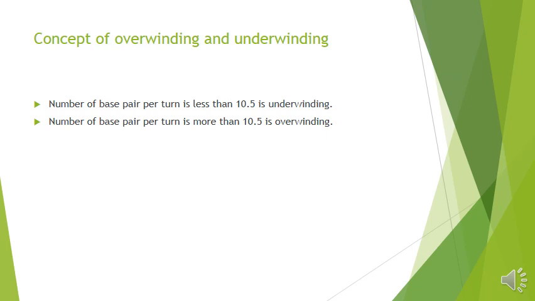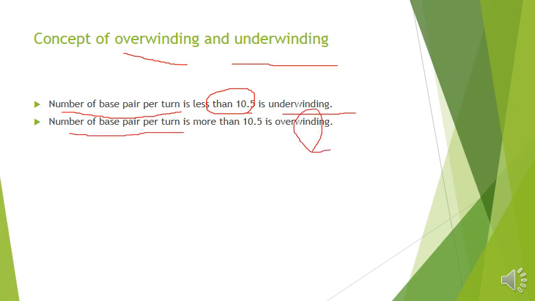These words, overwinding and underwinding, we will see lots of in different kinds of books. That's why we should clear our concept about them. If the number of base pairs per turn is less than 10.5, that is called underwinding of DNA. But if the number of base pairs per turn is more than 10.5, that is overwinding of DNA.